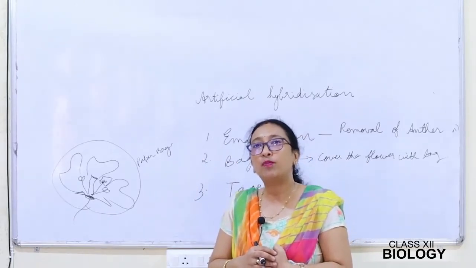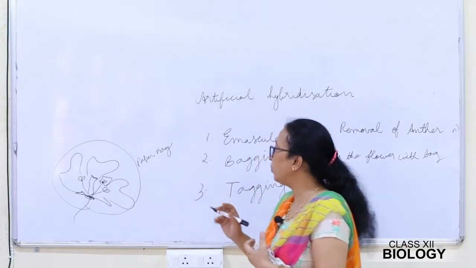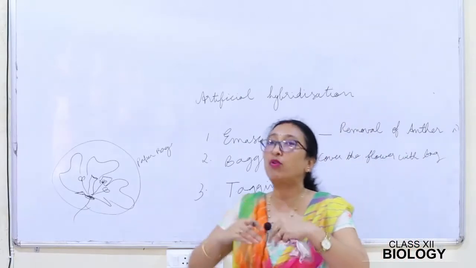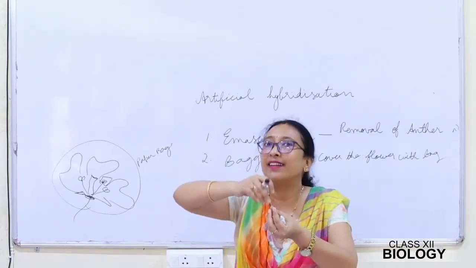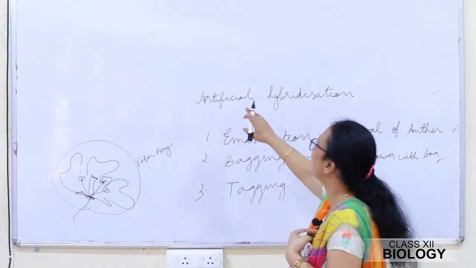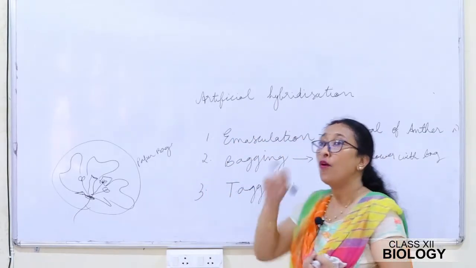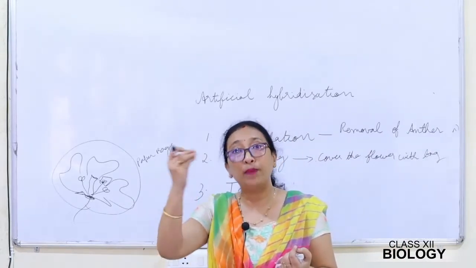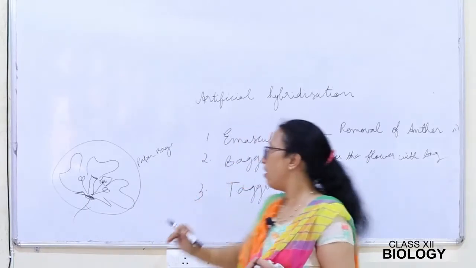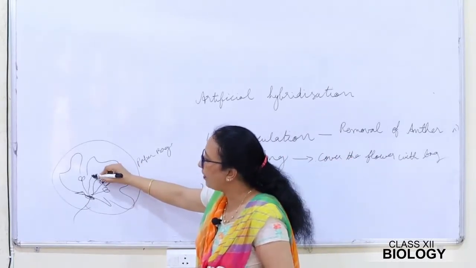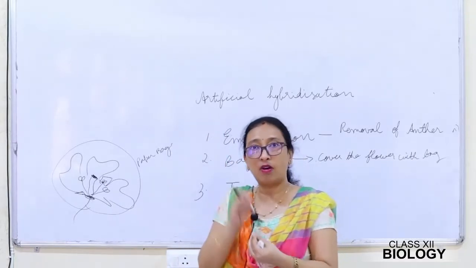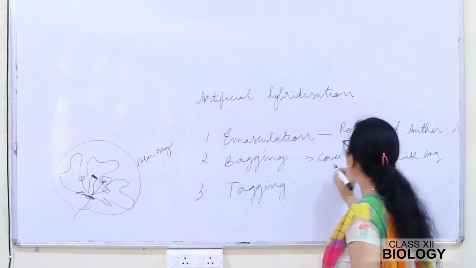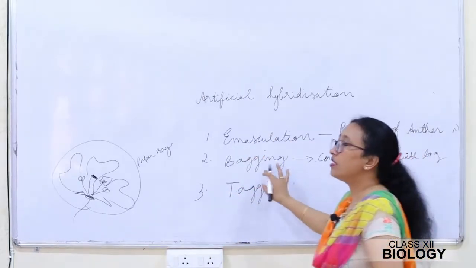Before we do bagging, what will we do? As I said, we will cover the flower with the bag, but before covering it, we will dust our desired pollen grain. That's why I said artificial hybridization. Whichever kind of flower we want, a particular superior quality pollen grain, we will dust on the stigma. After we dust on the stigma, then we cover the flower with the bag. That is known as bagging.